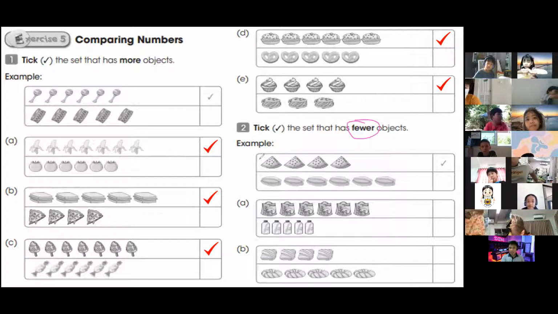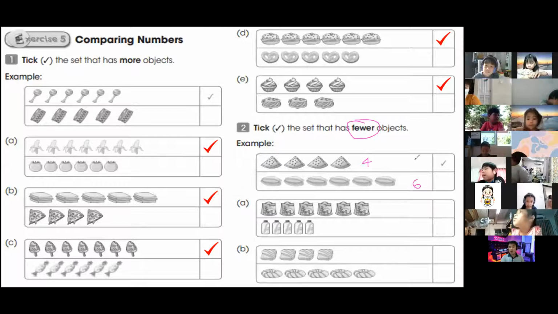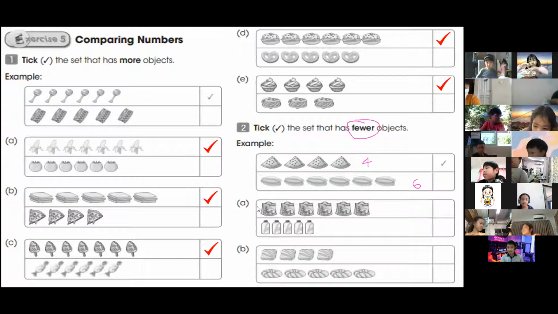Now let us look at the example, the slice of watermelon. We count here 1, 2, 3, 4. There are 4. And the star fruit, 1, 2, 3, 4, 5, 6. If we compare these two numbers, 4 and 6, 4 is fewer in number. So you can see the tick here, right? And now let us proceed to letter A.